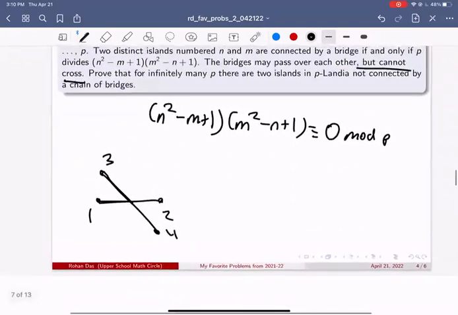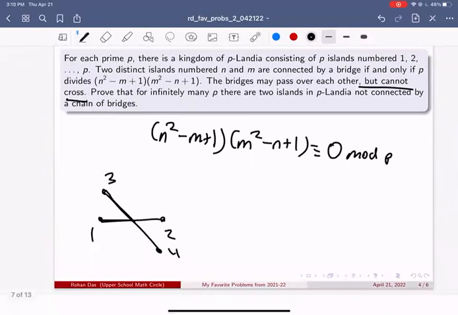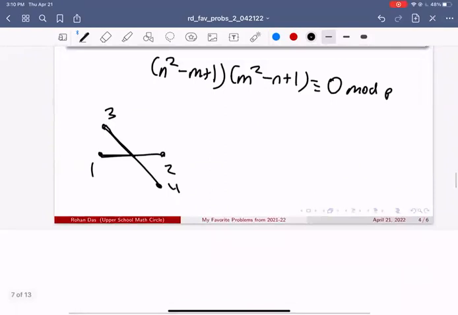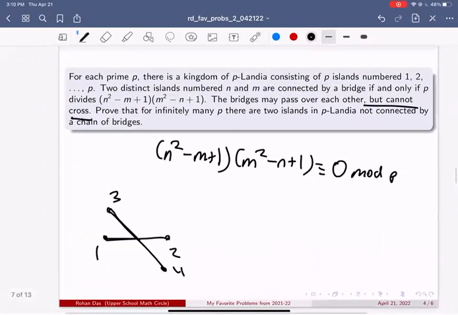And again, I think a good way to approach this problem is to consider small primes p. Rohan, can you explain in one minute what it is asking to prove?